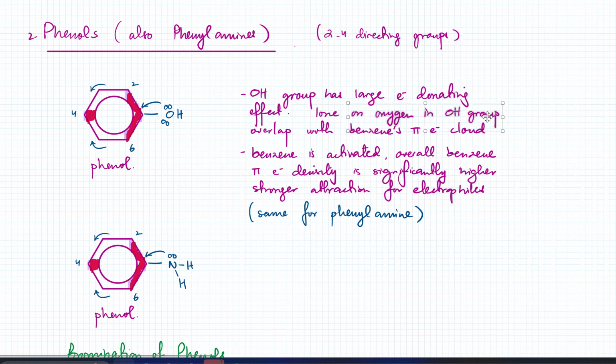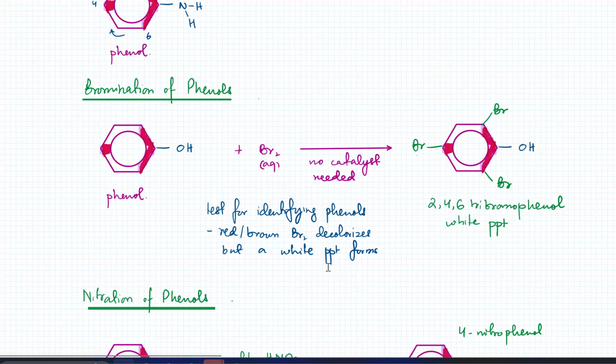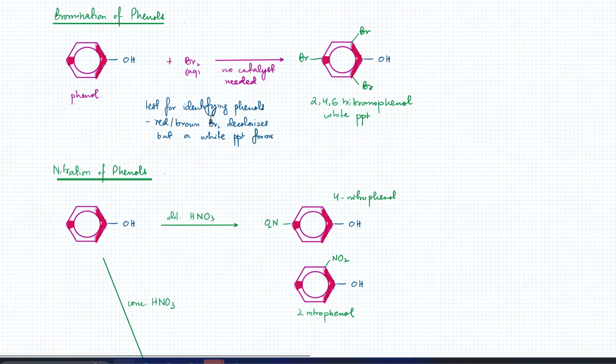So the lone pair on oxygen in the OH group overlaps with benzene's pi electron cloud. Benzene is activated. Overall, benzene's pi electron density is significantly higher, giving stronger attraction for electrophiles. So when you do bromination for phenols or phenylamines, you don't even need a catalyst. The reaction is a lot faster, and the bromine is so attracted to the benzene that it gets attached to all three positions. Okay, that was the reaction of phenols.